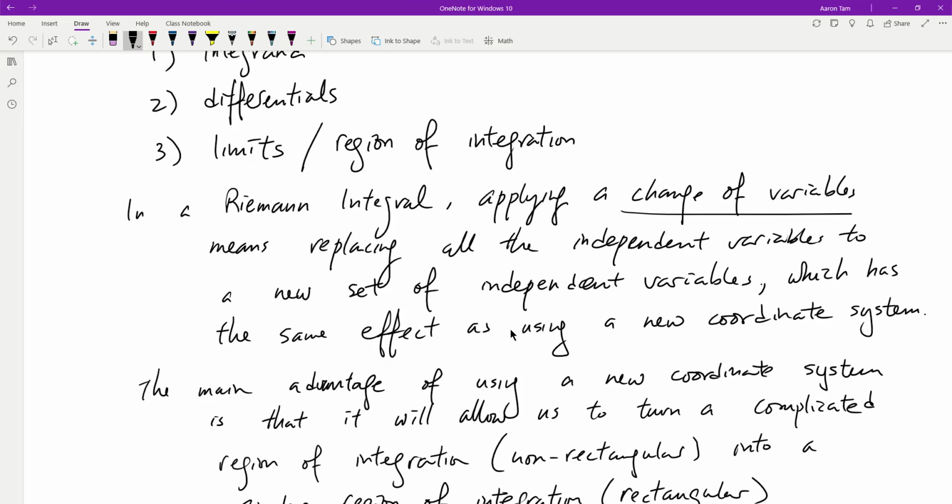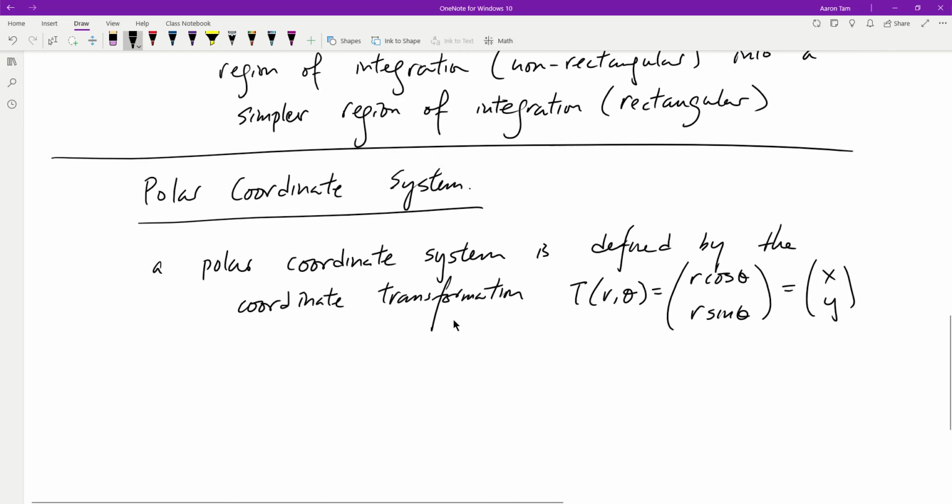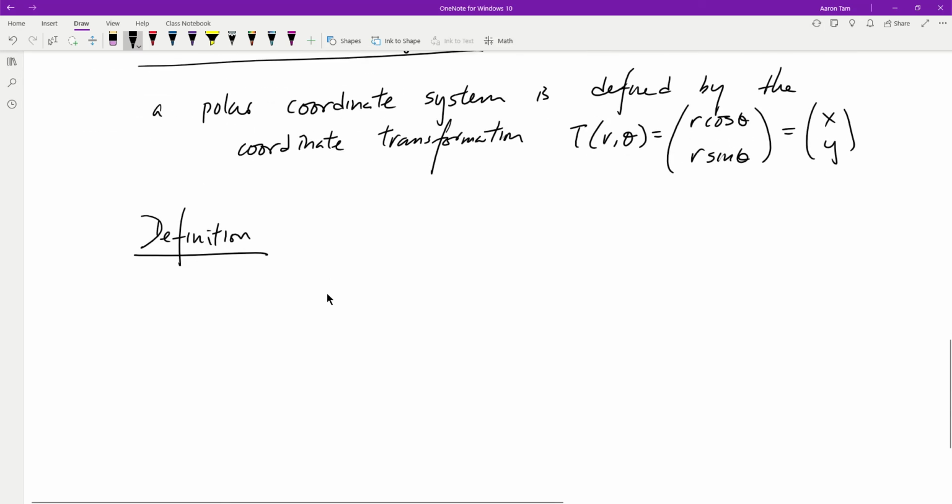So let's define how a polar coordinate transformation would work in an integral. Here's the definition. Unfortunately, it's already 26 minutes, so I'm probably going to state the definition, but we're going to talk more about it in our next video where we're going to do some examples.